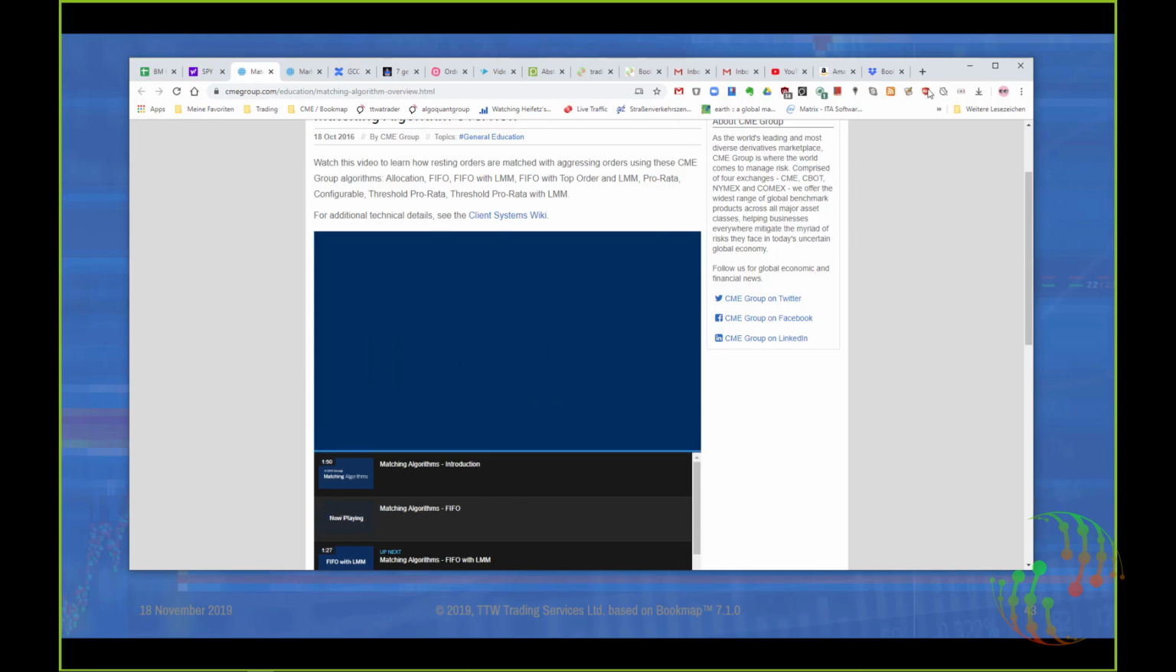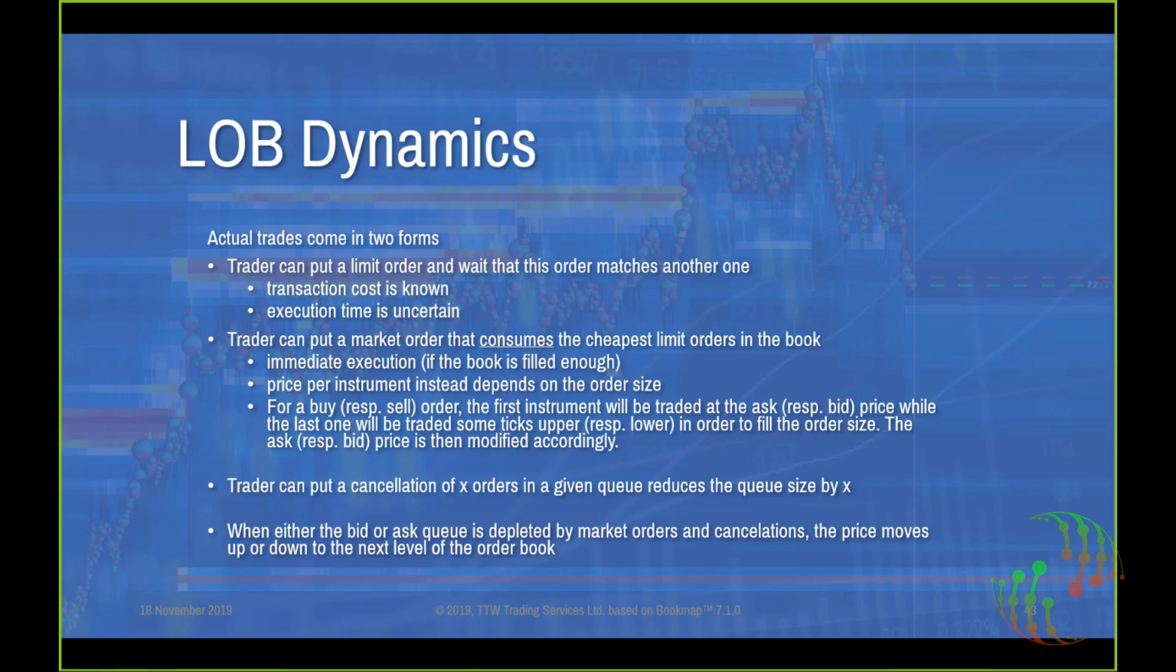Okay, so if you want to know about the matching algorithm and how CME is organized, then please use this link, or the link above, to go a little bit deeper into it, because we are trading on the CME and we are trading the ES future, for example.